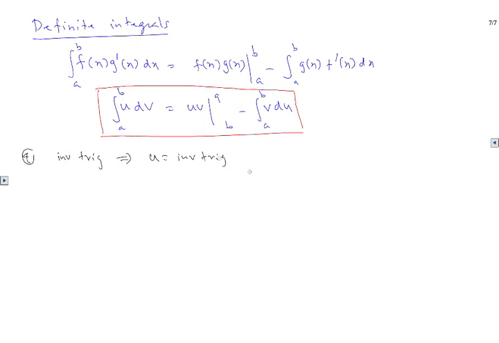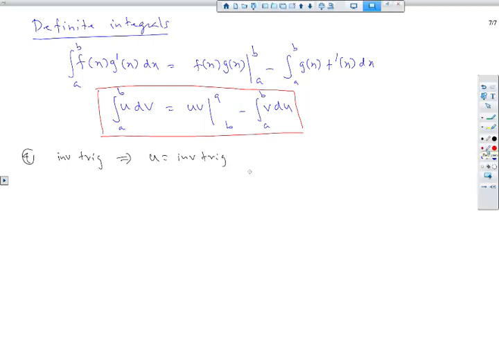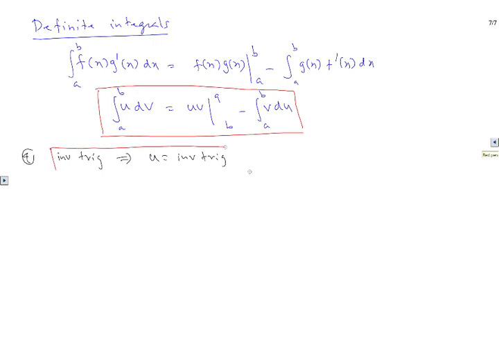Okay, so that's the next one. When you see inverse trig, we're gonna pick that one as u. So that's the fourth type. So let's do a problem from that.